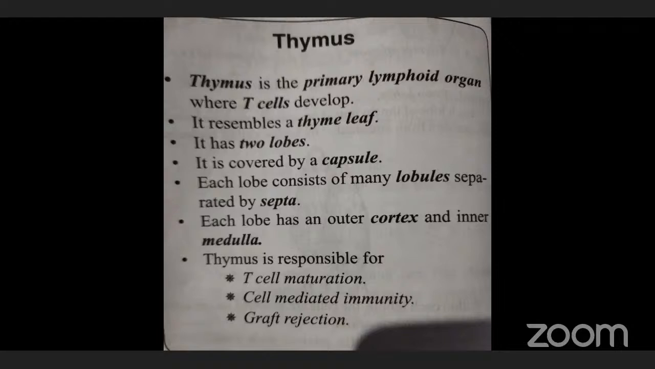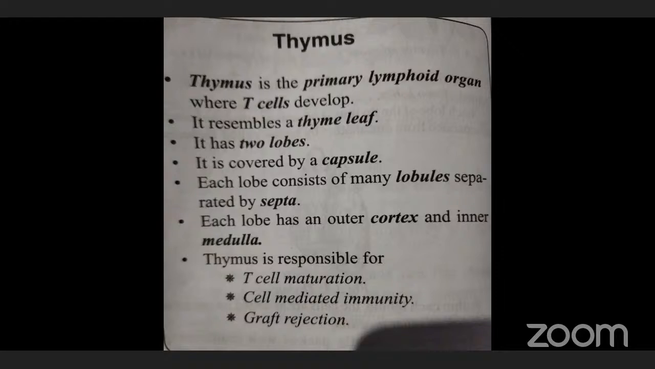Within the lobules, the cells are arranged into an outer cortex and an inner medulla. The cortex is tightly packed with proliferating immature lymphocytes. Lymphocytes present in the thymus are called thymocytes. The cortex consists of thymocytes and reticular cells.